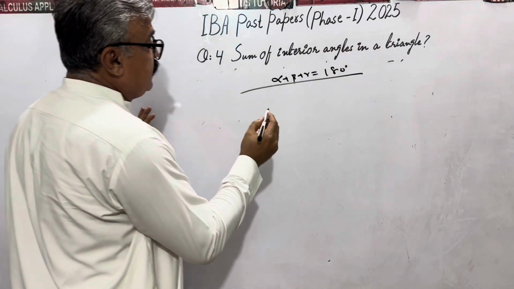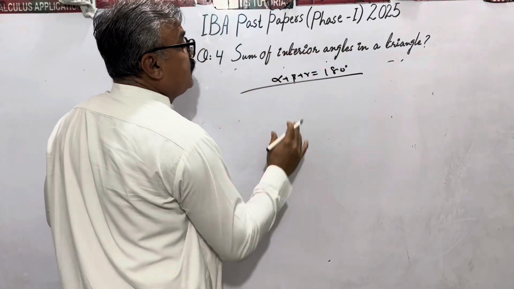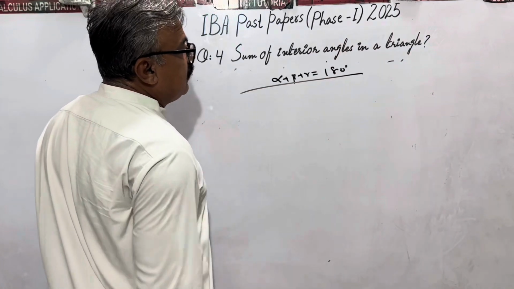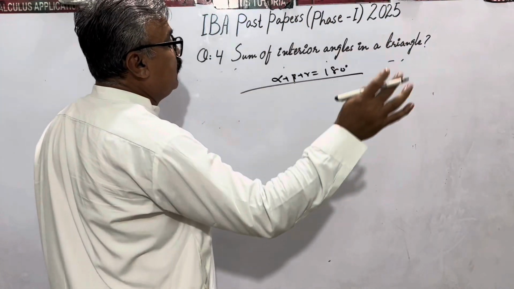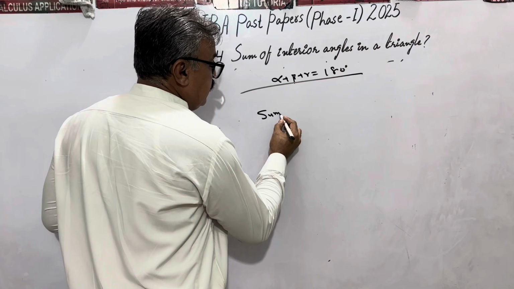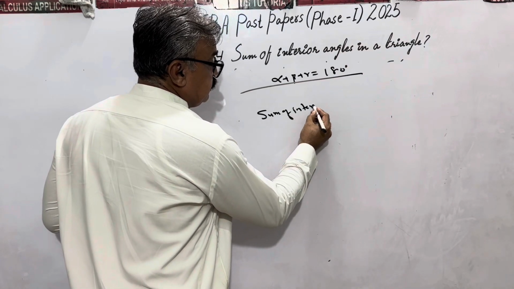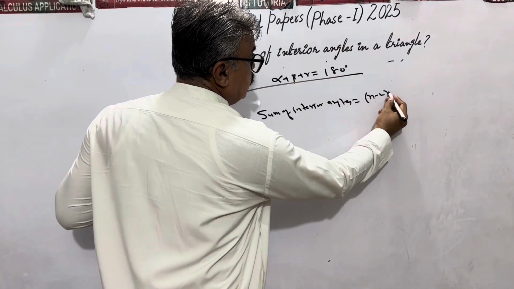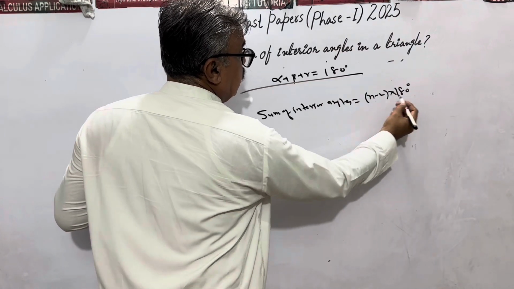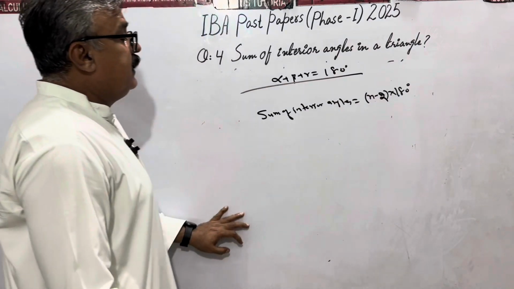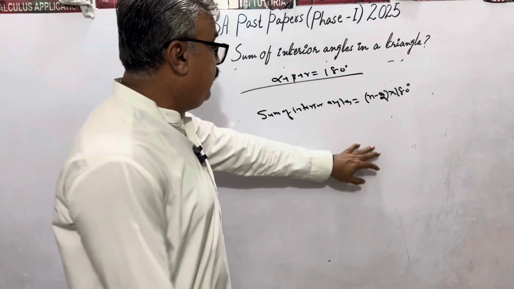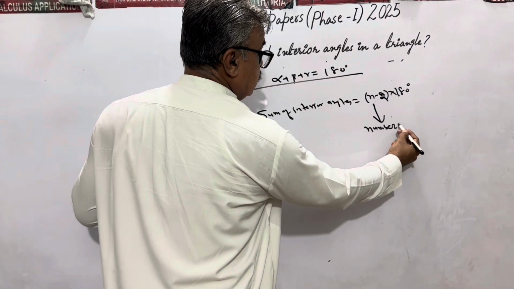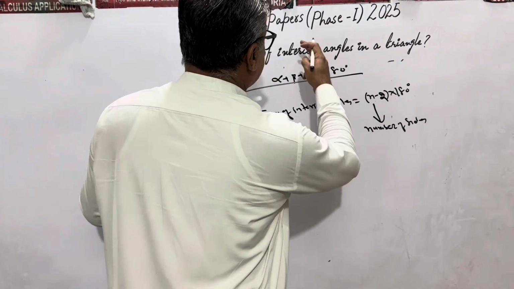What about the formula for this? The general formula for all figures, whether it is a quadrilateral, parallelogram, rectangle, pentagon, hexagon, heptagon, octagon, nonagon, decagon, in general is known. The sum of interior angles is given by n minus 2 times 180 degrees, where n stands for the number of sides.